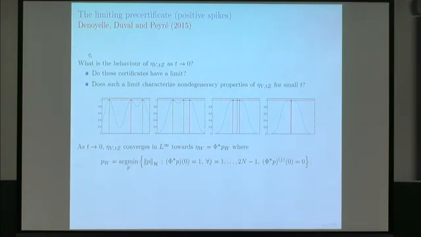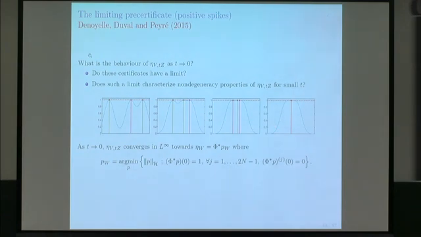And when you look at positive spikes, the interesting thing to know is how these certificates behave as the spikes converge to 0. This is what was done in the 1D case by Denoel, Duval, and Paley. So the questions you may ask are: do these certificates have a limit, and does such a limit certificate characterize non-degeneracy properties of the pre-certificates when t, the separation distance, is small?